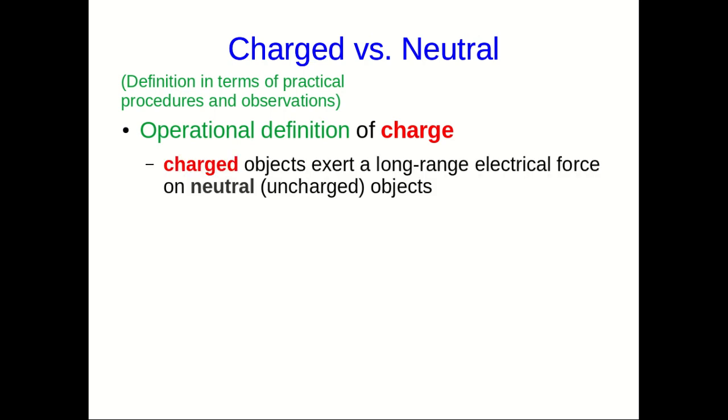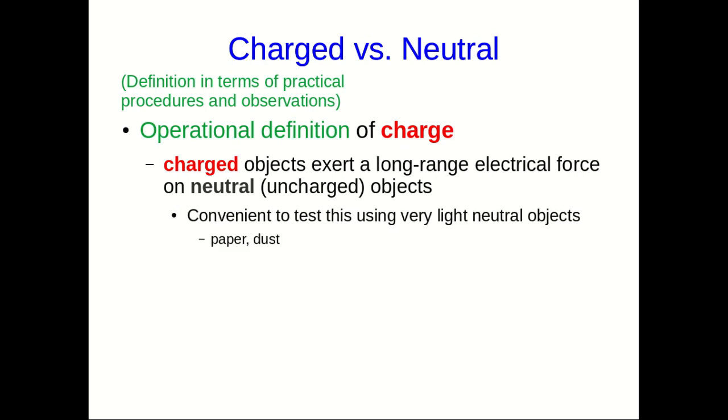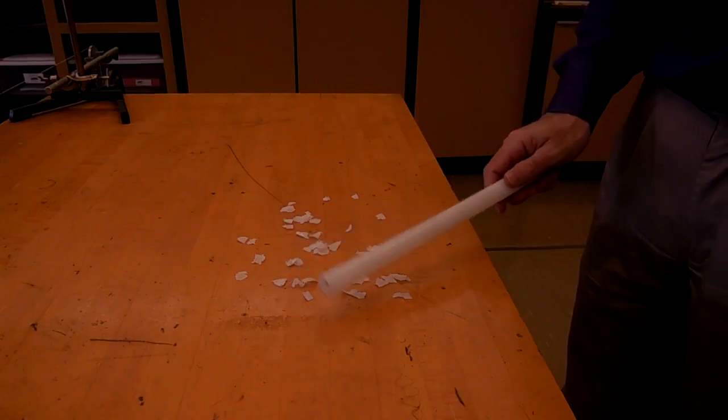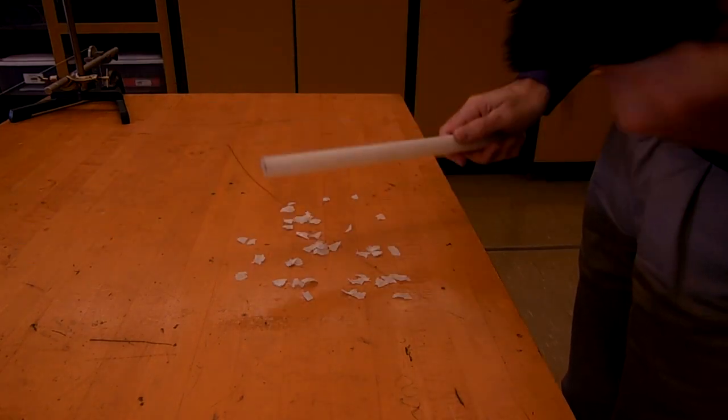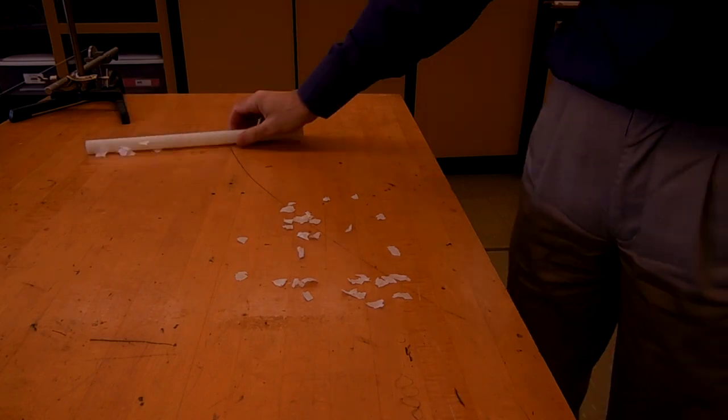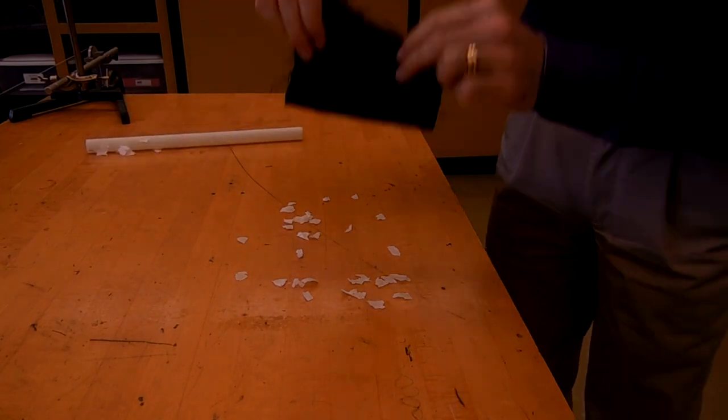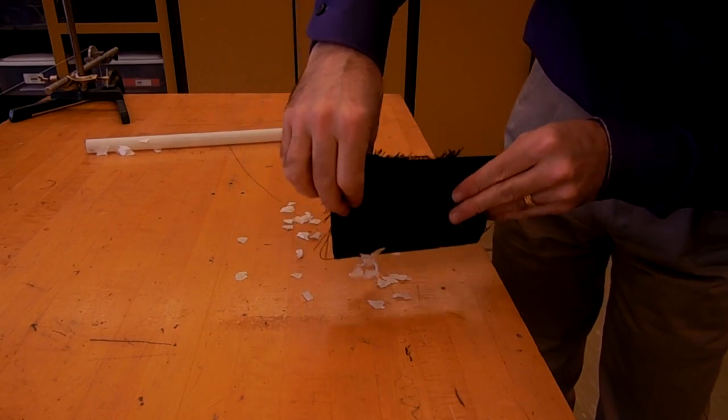So our starting definition of charge is that charged objects will exert a long-range force, which we call an electrical force, on uncharged or neutral objects. Because it's easier to observe these electrical forces on neutral objects if they're light, we test this using very light things like paper or dust. The piece of plastic and the piece of wool will not pick up these pieces of paper, but if I rub the plastic with the wool, then after rubbing, the plastic will pick up the pieces of paper, and the wool will pick up the pieces of paper.